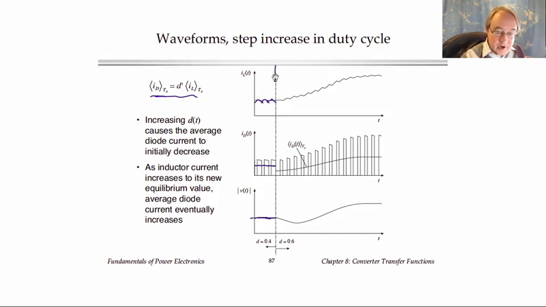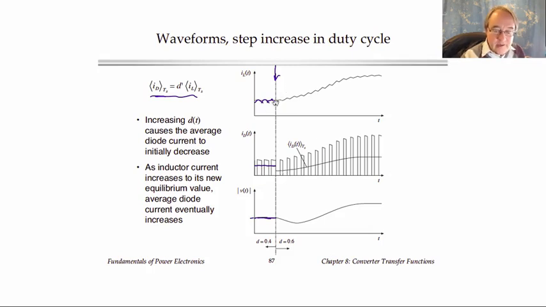So at this point right here, we turn the duty cycle up from 0.4 to 0.6. And we would expect the boost converter, with a larger duty cycle, would make a larger output voltage, and so the output voltage should rise. But what happens to the average diode current?